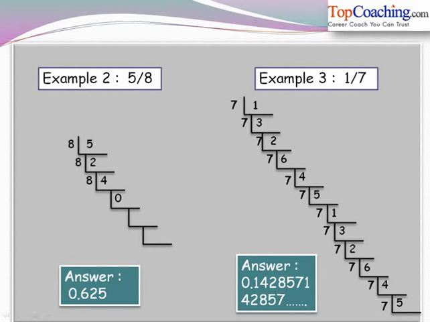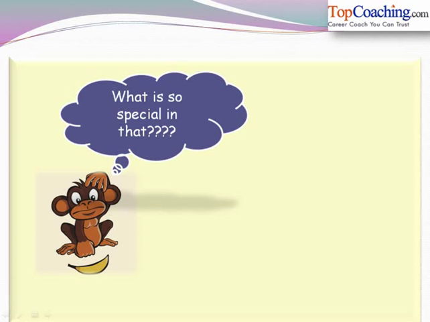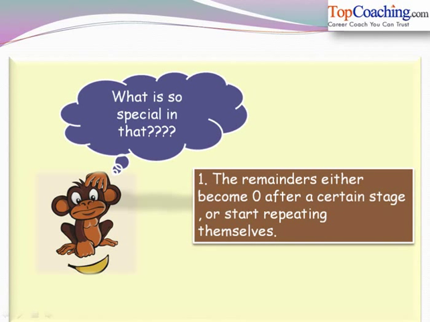326451, again 326451, and thus this is a case of non-terminating but recurring decimal. But what is so special in that? We have seen the division of all these three numbers, but what exactly is the striking feature in all these examples? The first is, remainders either become 0 after a certain stage or start repeating themselves.